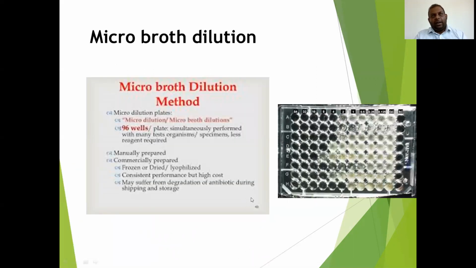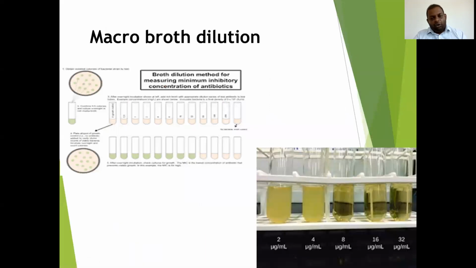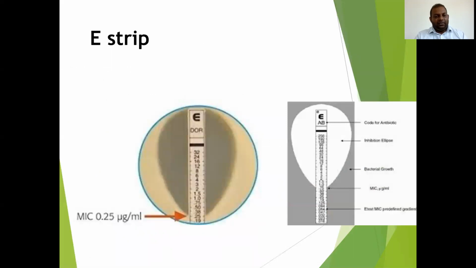Microbroth dilution is a laborious technique, but it gives a good idea of the proper value of MIC. Macrobroth dilution is also similar. We can calculate the MIC. E-strip is the novel application, versatile, but it's costly. But it's like AST, just like disk diffusion, but it gives the MIC. You are familiar with these things. I think we have done them during the practicals as well as answered them during those exams as well.